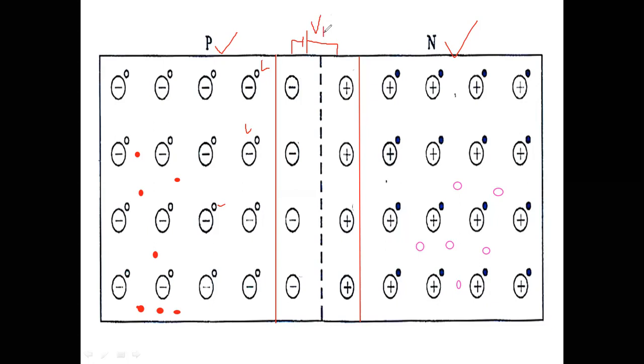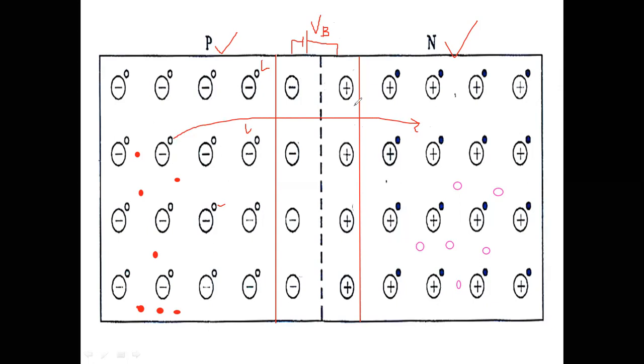VB means barrier potential. So internally I have a barrier potential which is formed due to the process called diffusion. Now this internal barrier potential will obstruct the flow of electrons and holes moving from one side to the other. So if I want to make this hole move towards the n side, then this potential will obstruct it.